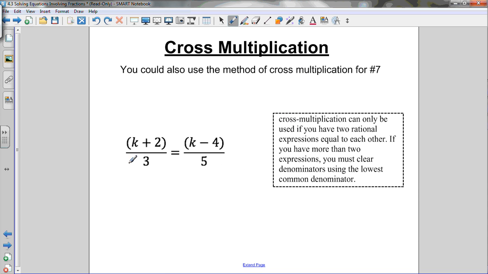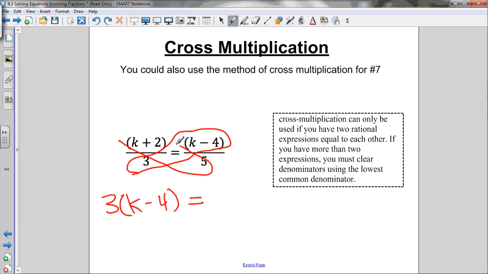So let's try that. So I've got one fraction equal to another fraction. So on one side of the equation, do the bottom of one side times the top of the other, 3 times k minus 4. Doesn't matter what side of the equation you put it on. And then on the other side of the equation, do the top of one side times the bottom of the other. So k plus 2 times 5. I'll write it as 5 times k plus 2 because that's the way we're used to seeing it.